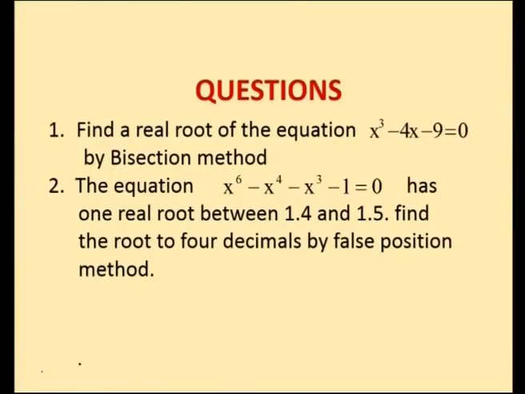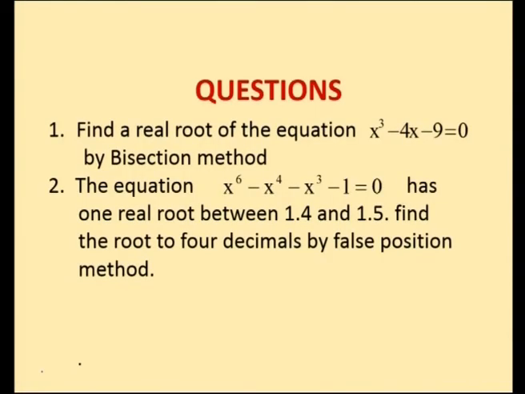Based on the discussion in this session, the following questions may be posed. Find a real root of the equation x cube minus 4x minus 9 equals 0 by the bisection method. Also, the equation x power 6 minus x power 4 minus x cube minus 1 equals 0 has one real root between 1 and 2. They have given us the initial values, that is, where the root lies. A and B values are given. So find the root to 4 decimal places by the false position method.